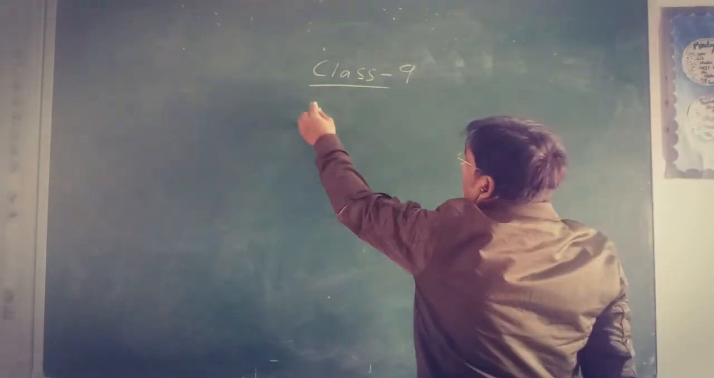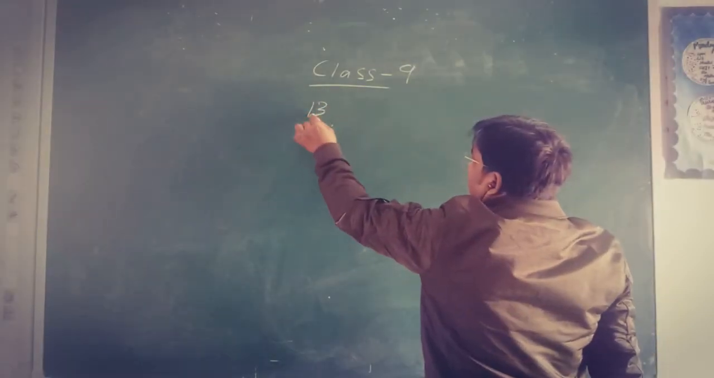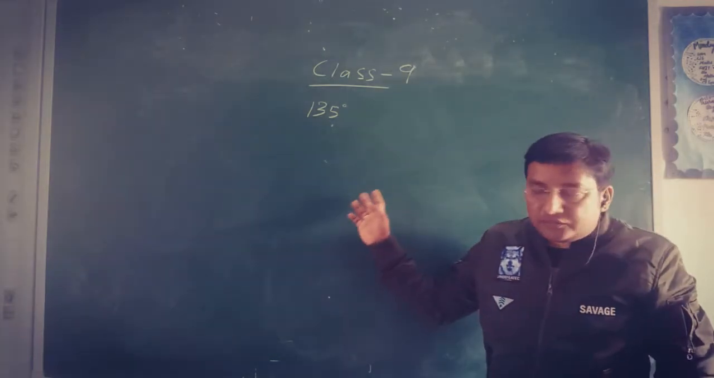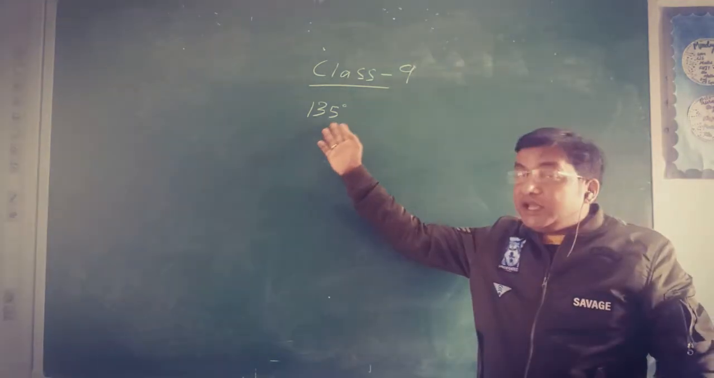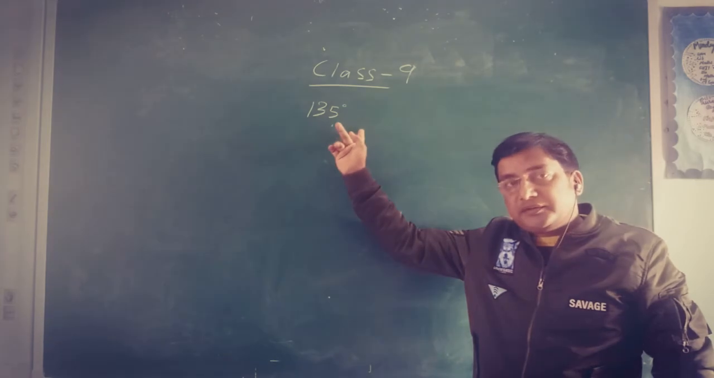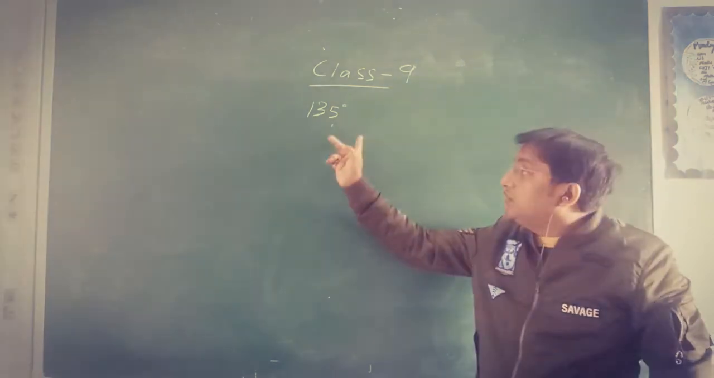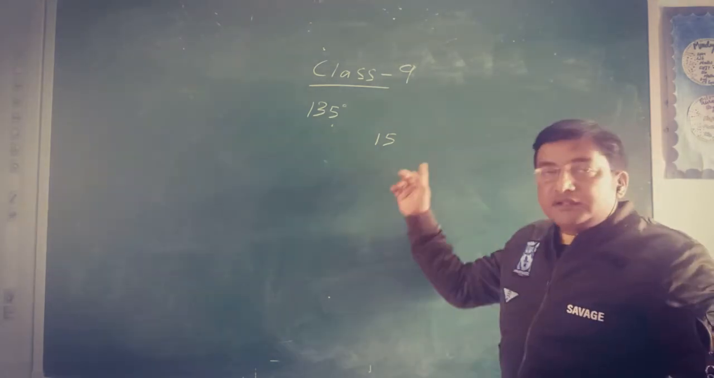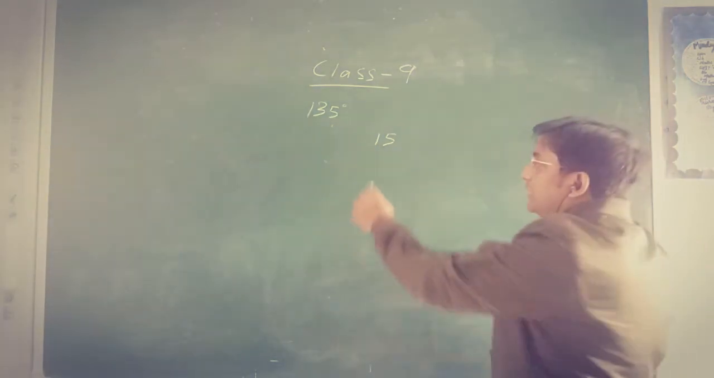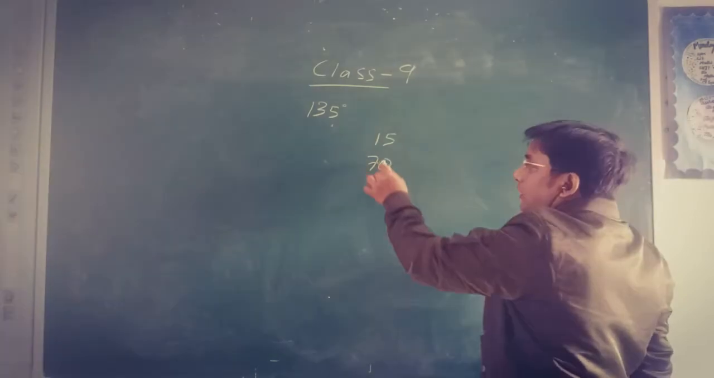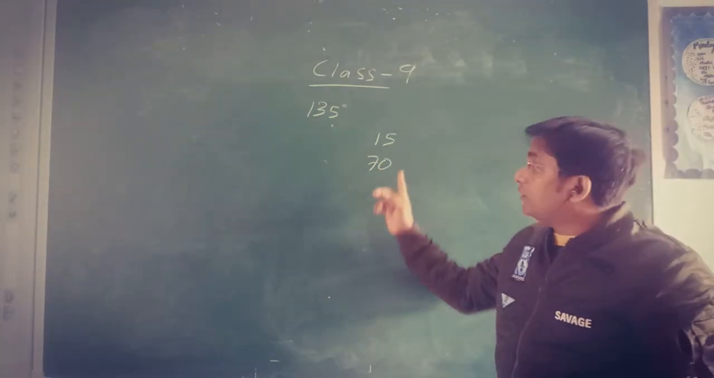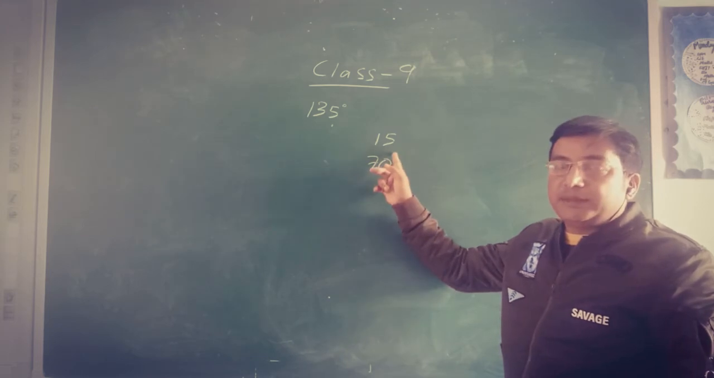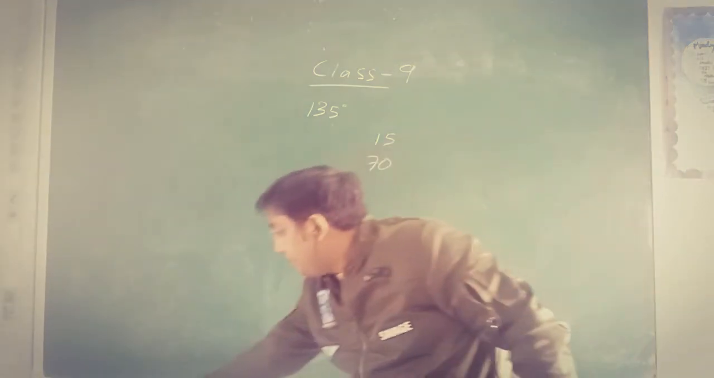Let us draw one more angle here, 135. Okay, one more thing. It is not like you can make every angle with a compass. The angle which is divisible by 15, that only you can make. If you are thinking to make 70 degree with a compass, it is not possible because you cannot divide it. 70 does not come in the table of 15.